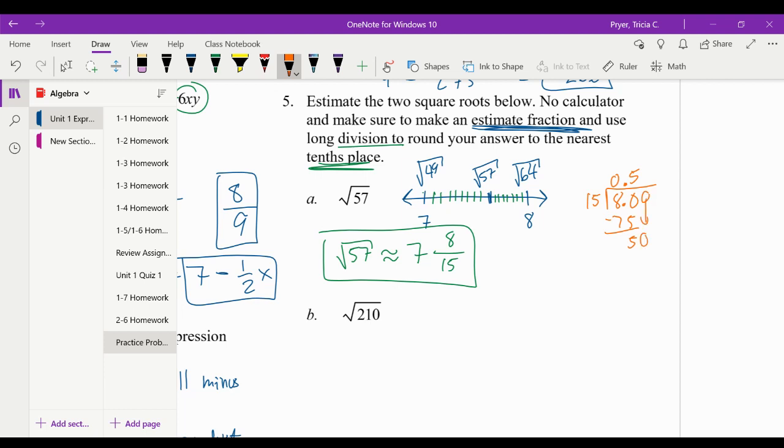So then we'll do 15 into 50. So that would be 3 times, and 3 times 15 is 45. Oopsies. I'm sorry. 50 minus 45 is 5. And then we'd have to bring down a 0, and it's just going to keep repeating. But all I needed to see was this 3 rounds that 5 up to a 5. It keeps it a 5. So the approximate estimate fraction would be 7.5.